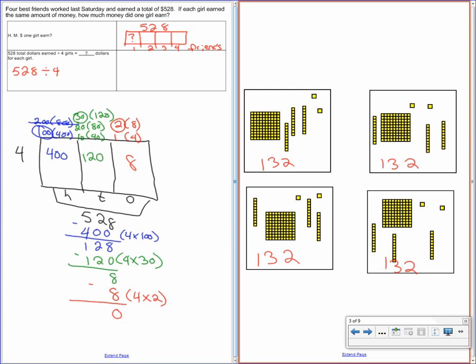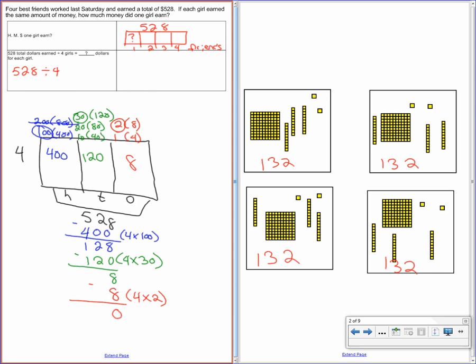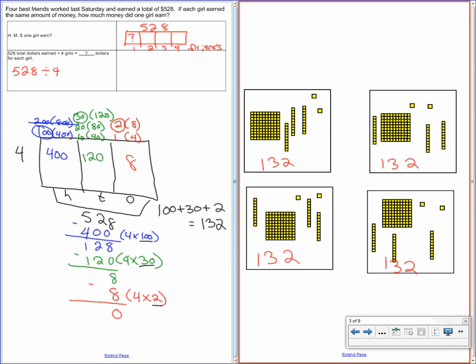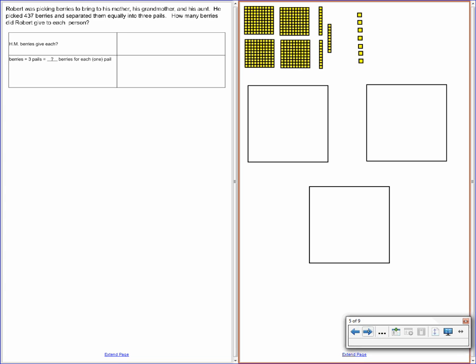So looking back over here on this side, how do I figure out where my 132 is? I guess we'll use black. Look right here, 132. 100 plus 30 plus 2 equals 132. See? Same thing. Okay?